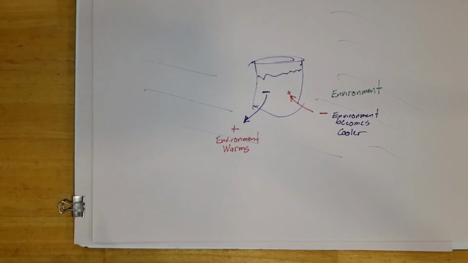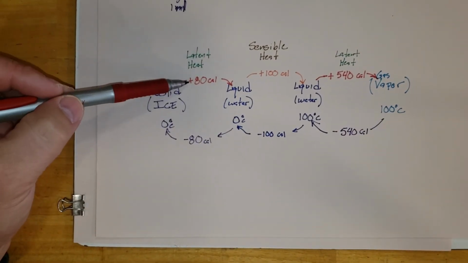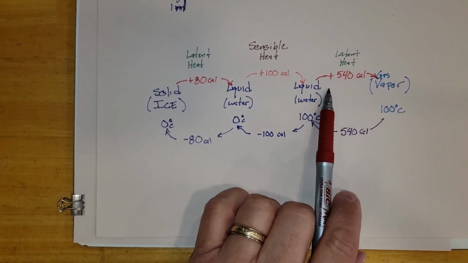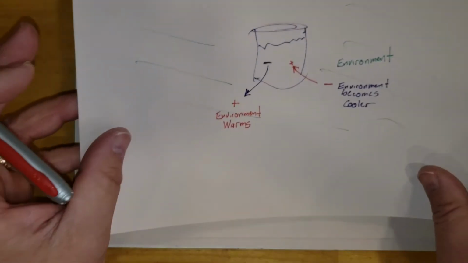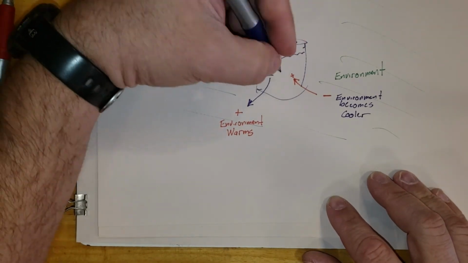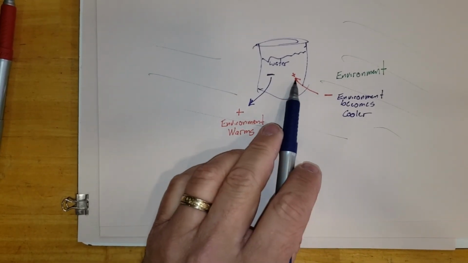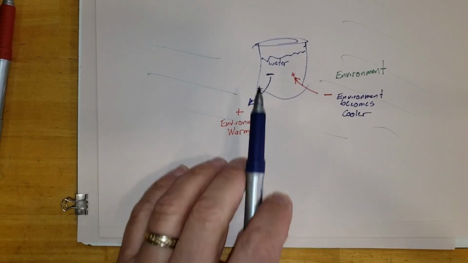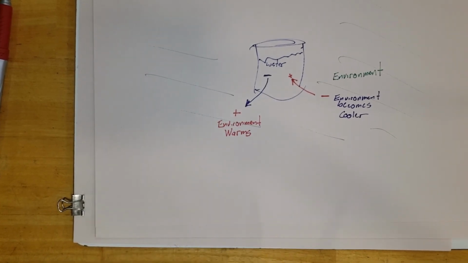Okay? So we have the energy associated with a phase change of water: plus 80 calories from the solid to the liquid, and then latent heat is our 540 calories from liquid to vapor. Going back the other direction, the same values. And remember that when we have our water, whether it's a solid, liquid, or gas, and the environment, if we're adding latent energy to that water, it's making the environment cooler. It's pulling energy from there. And if that water is losing energy, it's making my environment a little warmer.